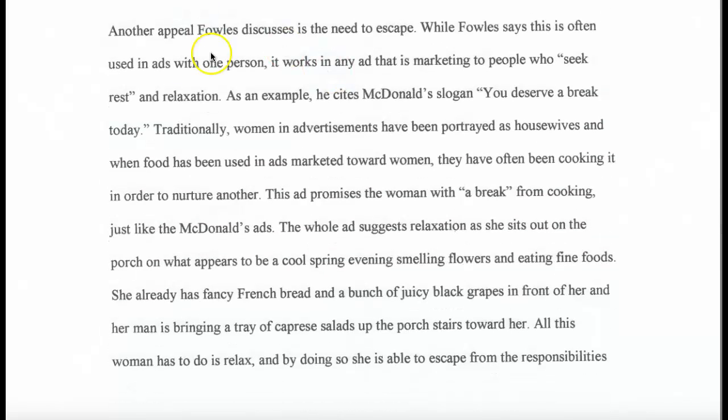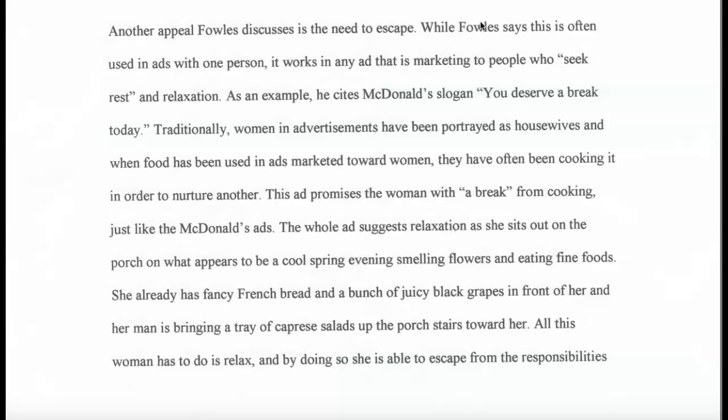The next paragraph, another appeal Fowles discusses is the need to escape, which ties directly into the second part of the forecasting statement. Again, it gives a very brief kind of definition of it. While Fowles says this is often used in ads with one person, it works in any ad that is marketing to people who seek rest and relaxation. As an example, he cites McDonald's slogan, "You deserve a break today."